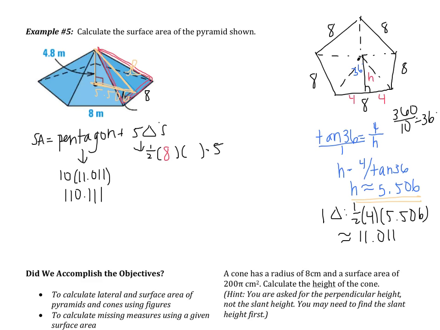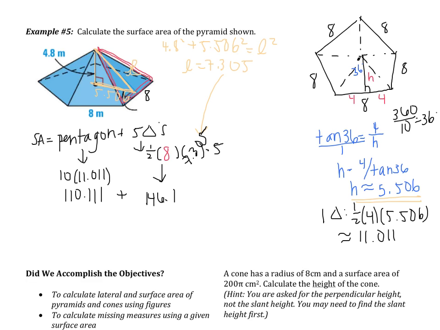Okay, let's see how we did. In order to solve for L, you should have done Pythagorean Theorem. So we have 4.8 squared add 5.506 squared equals L squared. You end up with L equals 7.305. So that then can be substituted into our formula for the height of each triangle. So then, when I do 1/2 times 8 times 7.305 times 5, I get 146.1. So that's the lateral area.